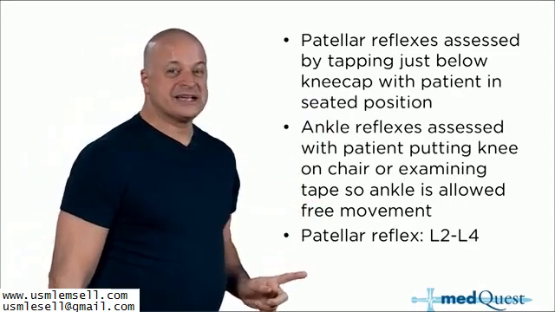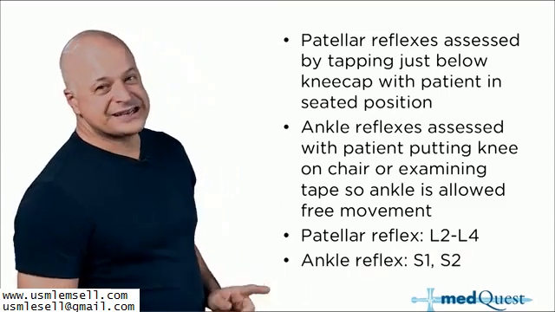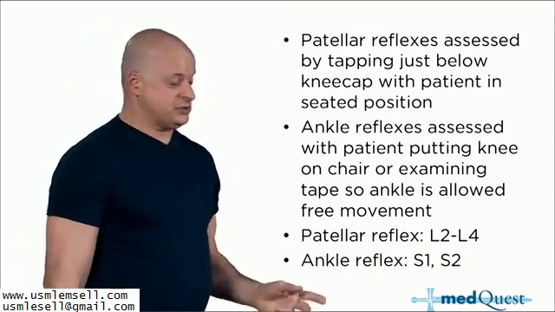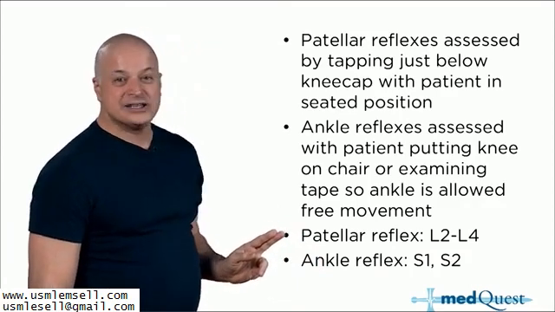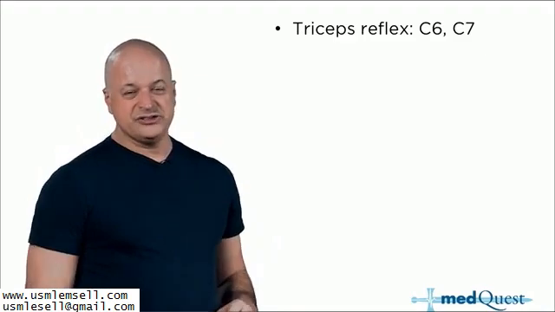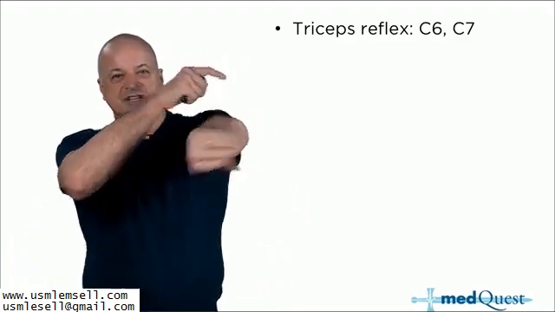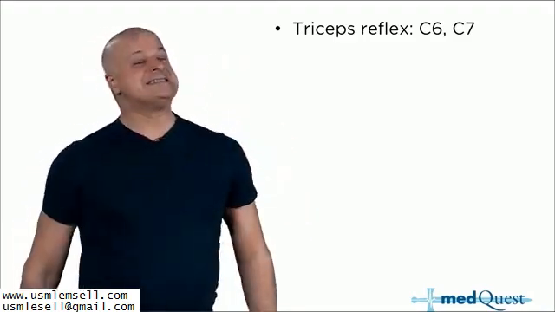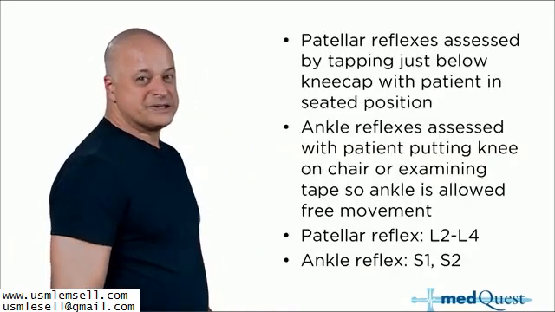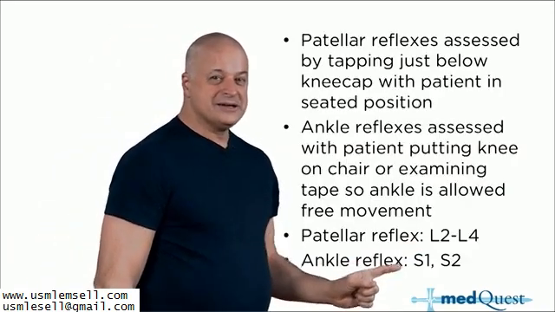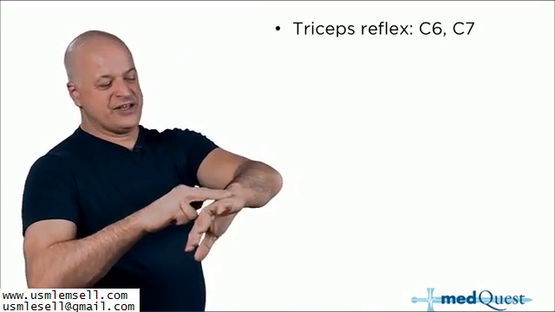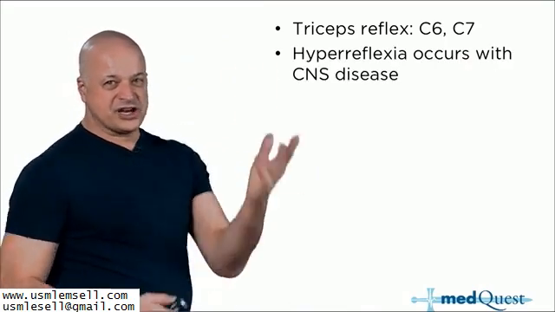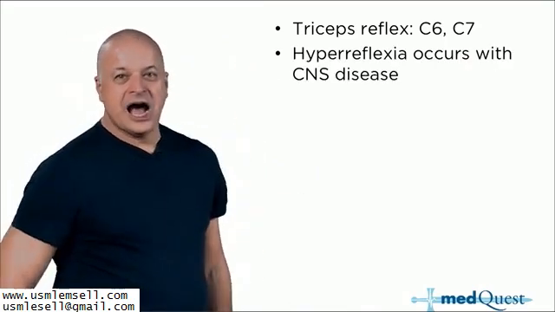The patellar reflex is L2-4. Ankle is S1-2, naturally lower. And the triceps is C6 and C7. So patellar, L2-4. Ankle lower down, S1-2. And triceps is 6 and 7, the outside of the hand. The pinky finger is C7.